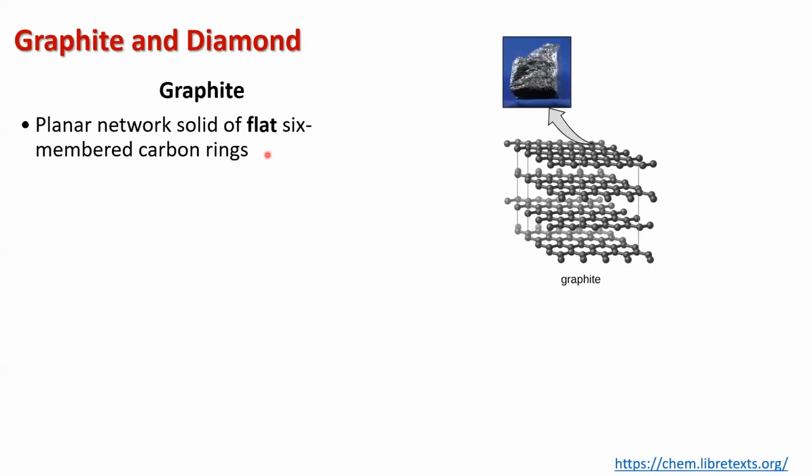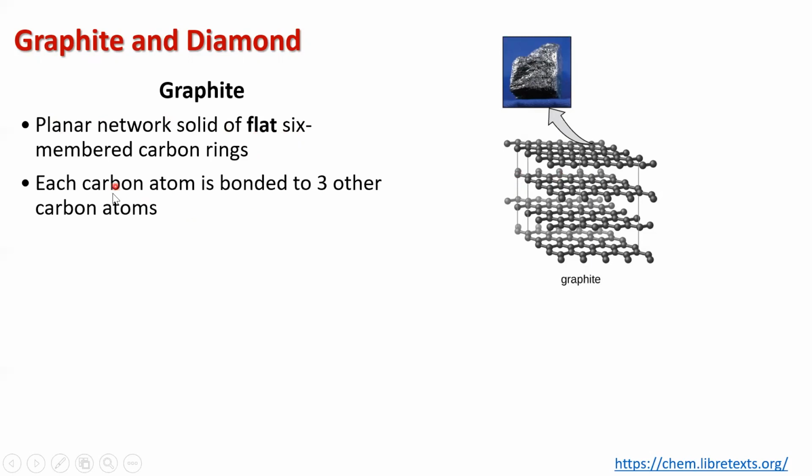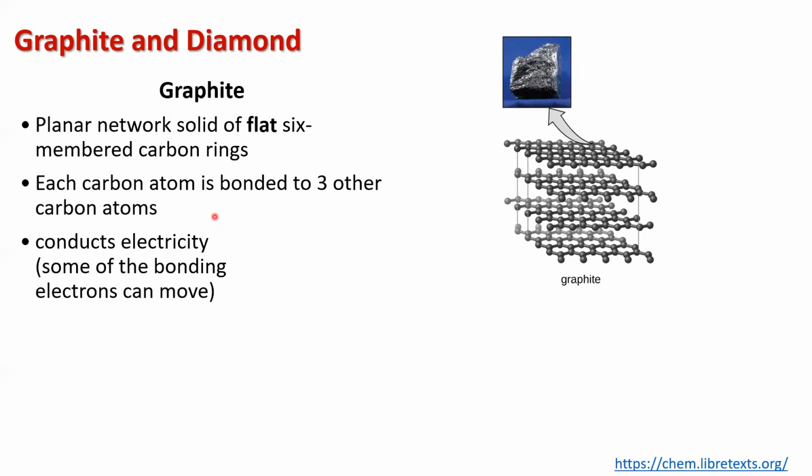So when we look at graphite, graphite is a planar network solid. It's flat. It's got 6-membered carbon rings. So this is kind of an appearance of what graphite might look like. Each carbon atom is bonded to 3 other carbon atoms. And graphite is good at conducting electricity. The electrons can easily flow through graphite.